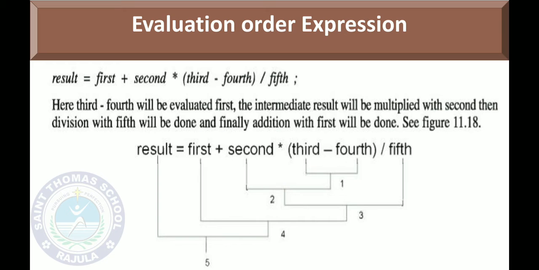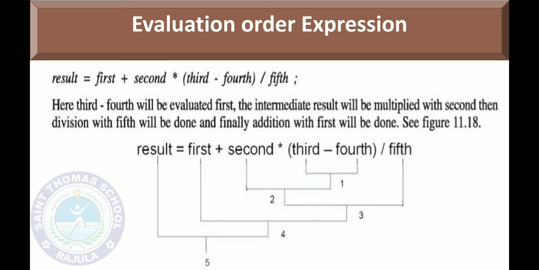Here in the diagram you can see the priority. Which priority can you see here? The first one is the bracket. After getting that answer we will multiply that value with the second, then we will divide that value by the fifth. That is the third one. Then the value we got, we will add to the first variable.